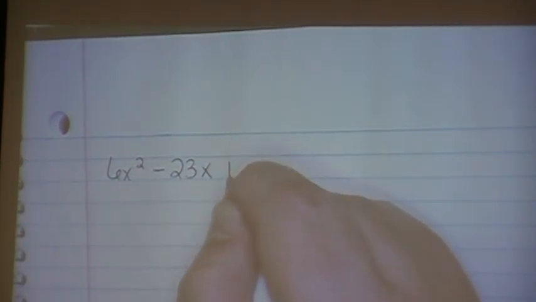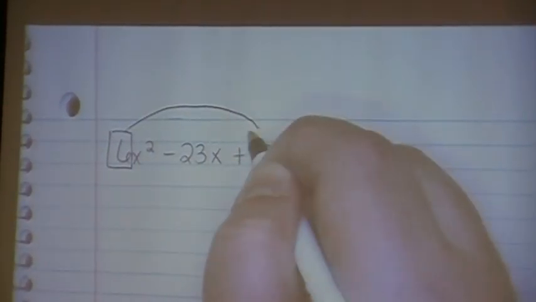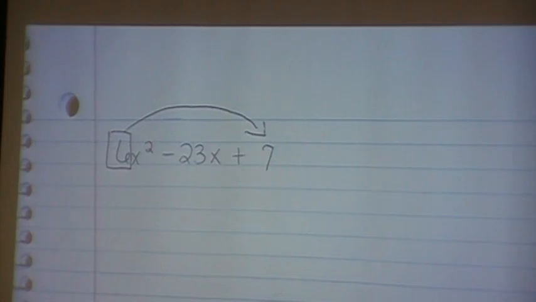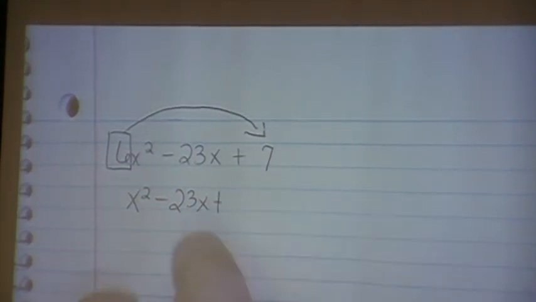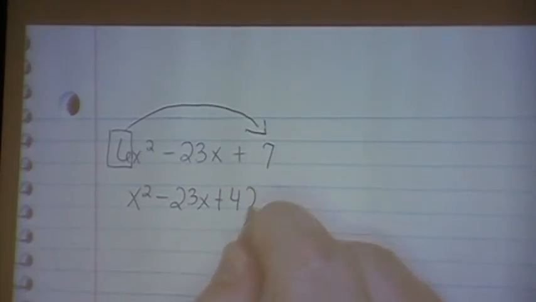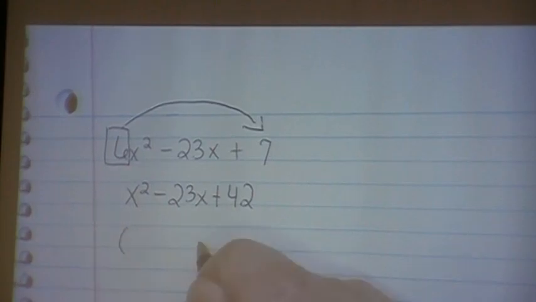Okay? So, let's try another. It's the same rules as yesterday, except you're going to box up that, slide it back. Now those sign rules still are in place here. When I look at this trinomial, I say, okay, I got a number in front of my first term. So I'm going to box it. We'll slide it. I'm going to keep what I have left. X squared minus 23x plus 6 times 7 is 42. Then I'm going to factor this out.